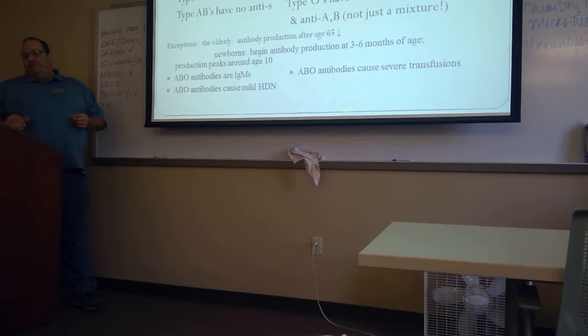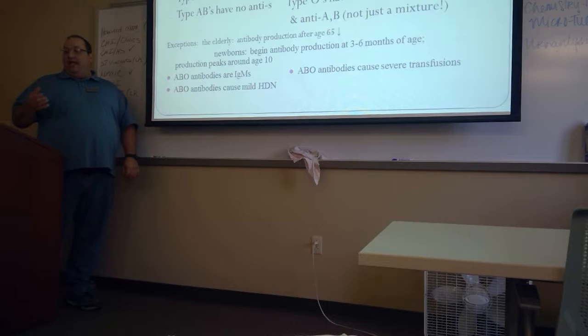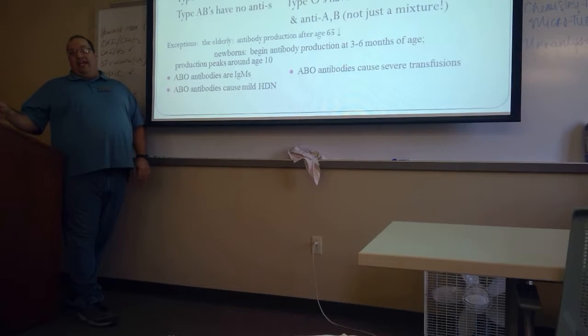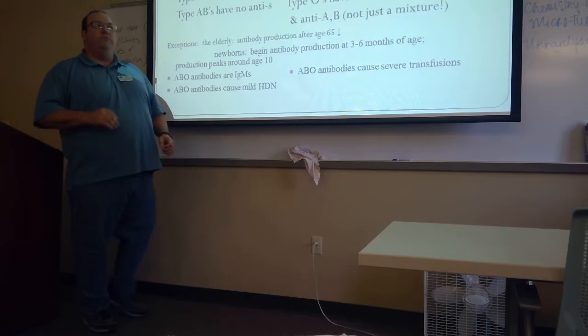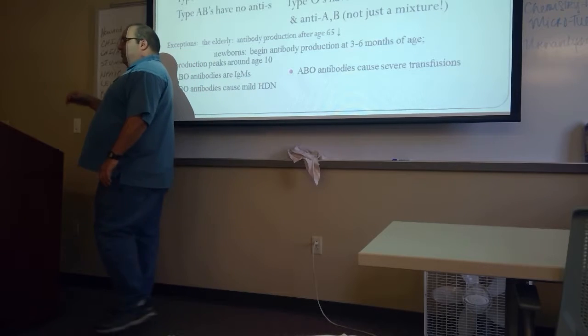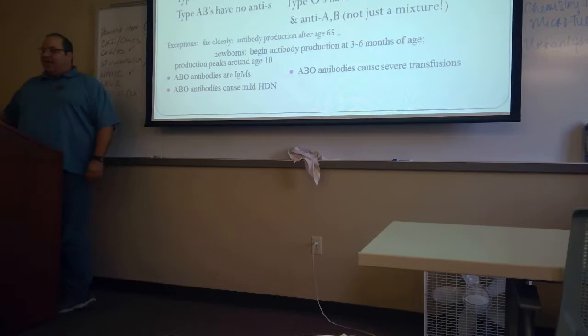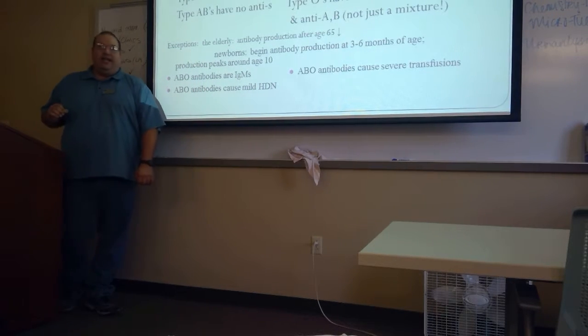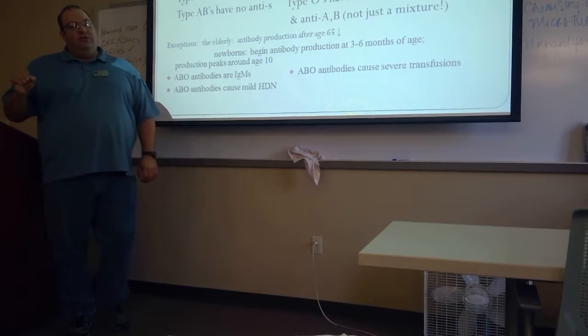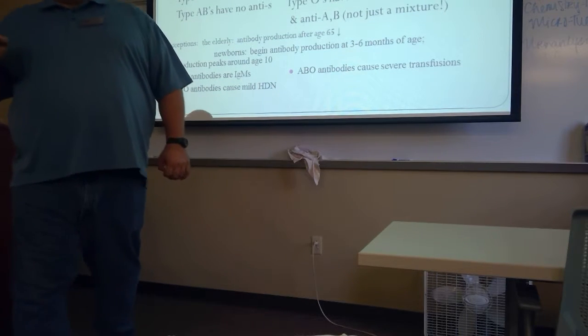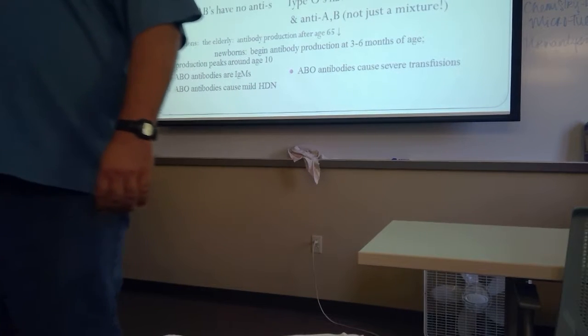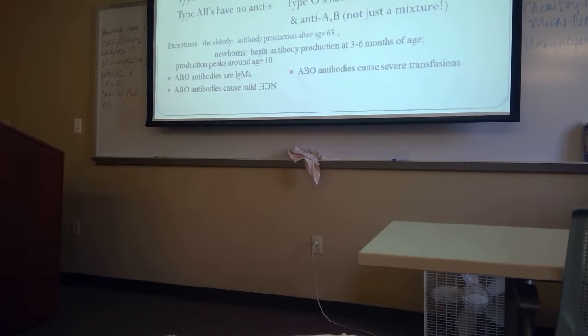Important line on the next one. Type A's have anti-B, we know this. Type B's have anti-A. Type ABs have no antibodies. Type O's have anti-A and anti-B, and also a third, called anti-A,B. It is not a mixture of these two antibodies. It is a third antibody that will react with either.